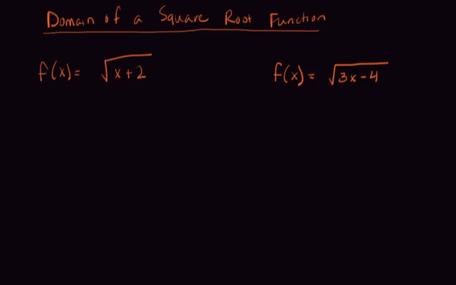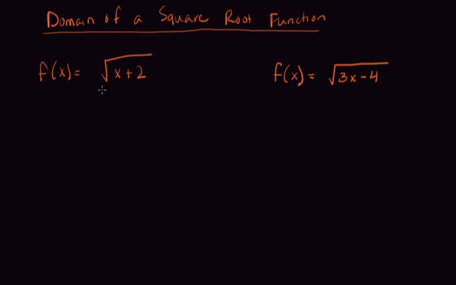Okay, so now I want to talk about finding the domain of a square root function. So remember that the domain is all the possible inputs, and typically that would be all real numbers unless we run into some sort of a problem. So one problem we've talked about is running into a problem where we're dividing by 0. In this case, I want to talk about the problem of taking the square root of a negative number.